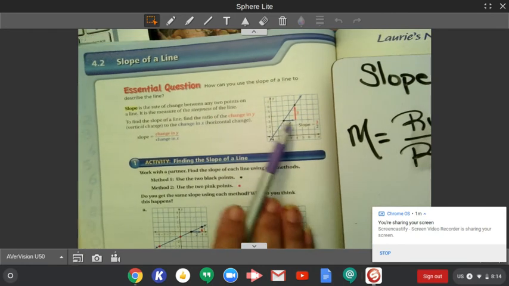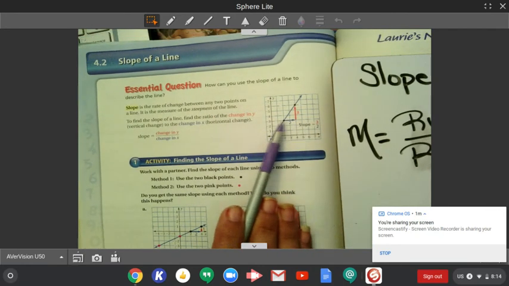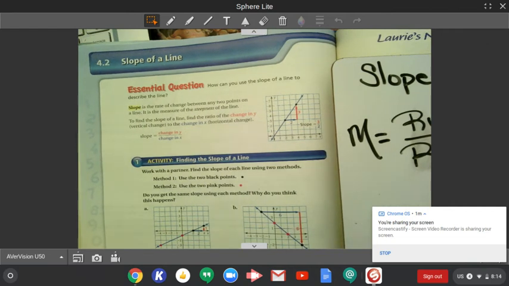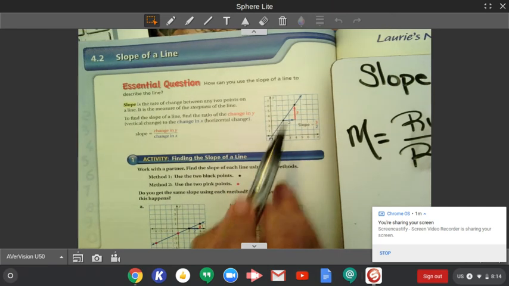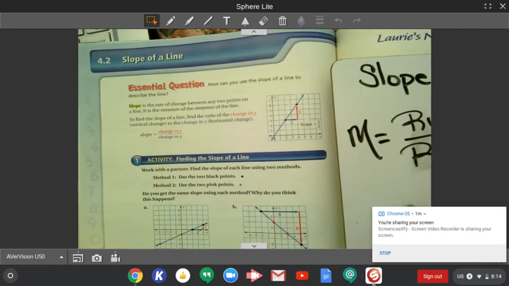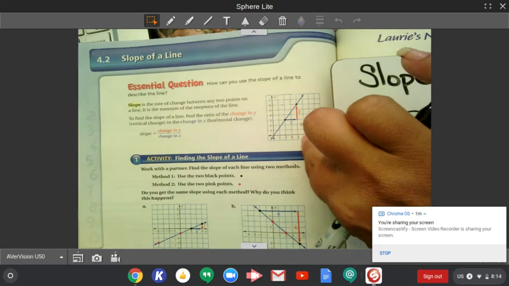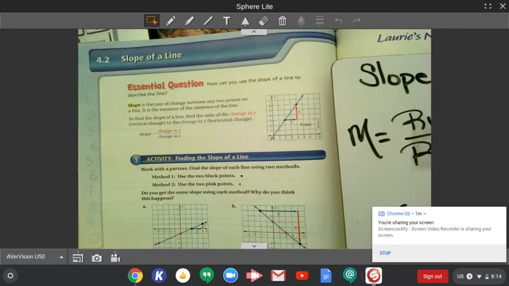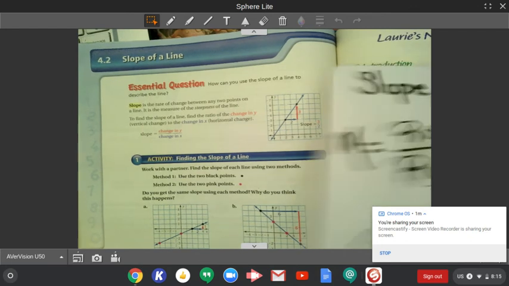So here, instead of counting the boxes, let's say you couldn't read them or you just wanted to double check your answer, you are going to use 2 points. So I am going to use the same 2 points I did here. The first one was 2, 3, so I'm just going to write 2, 3. And the second point here was 4, 6. These are the 2 points I used previously.